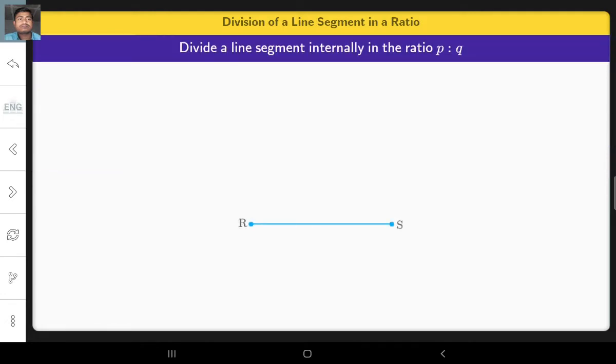Draw a line segment RS of given length using a ruler. Draw a ray RX at an acute angle to RS. Mark off P plus Q points with equal spaces between them along RX. The points will be R1, R2, R3, and RP, RP plus 1, and RP plus Q, such that R1R2 is equal to R2R3, and so on.